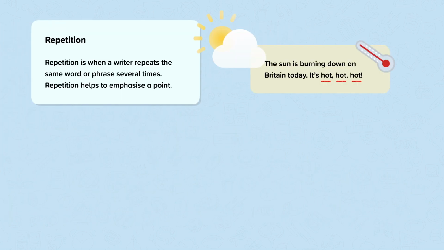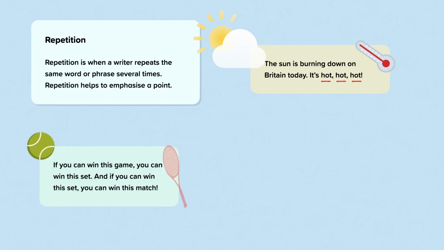Repetition helps to emphasise a point. Repeated words do not have to be next to each other in a sentence, though they usually fall close together. In this first example, the sun is burning down on Britain today. It's hot, hot, hot. Hot is repeated to emphasise how high the temperature is. Let's read this example. If you can win this game, you can win this set. And if you can win this set, you can win this match. Here, the phrase "you can win" is repeated.